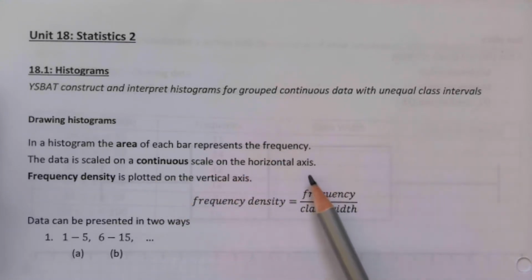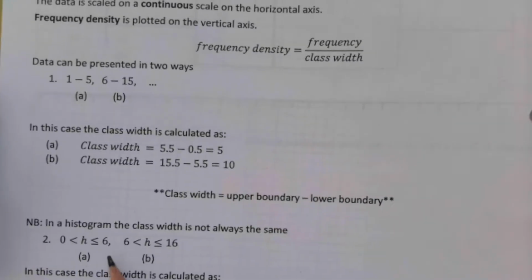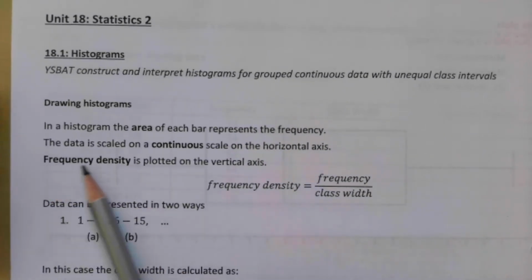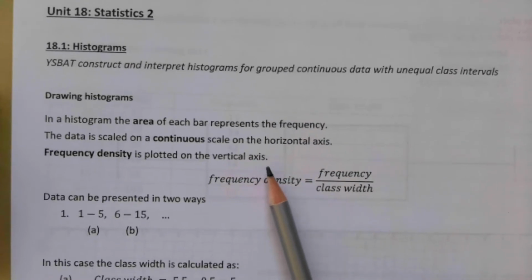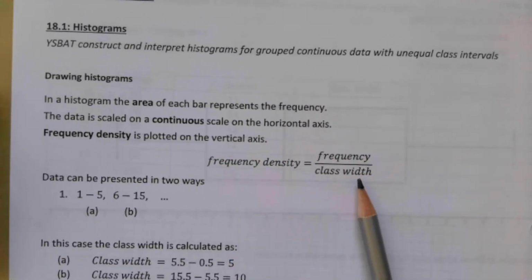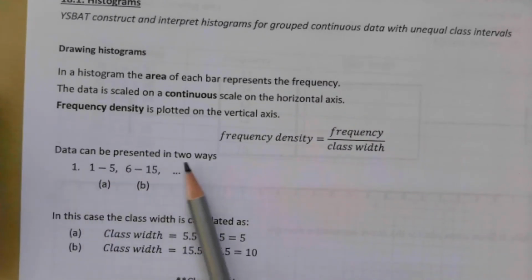If it was continuous data along the bottom, instead of different groups like 0 to 6 or 6 to 16, it just goes 0, 1, 2, 3, 4, 5, 6, 7, 8, and it's just a continuous scale going along. Frequency density is plotted on the vertical axis, and frequency density we calculate by doing frequency over the class width.